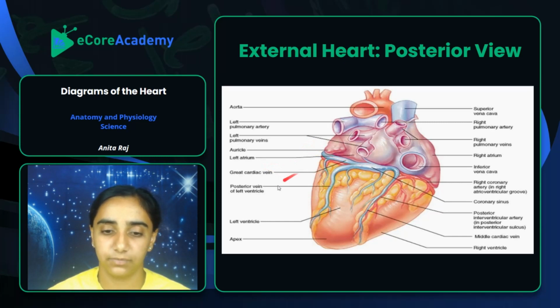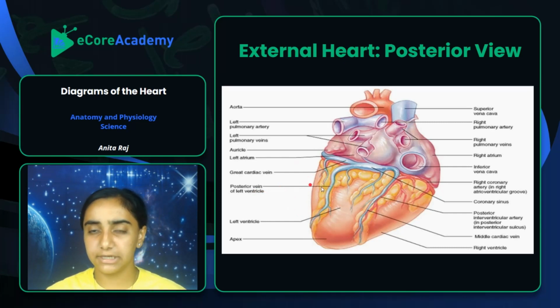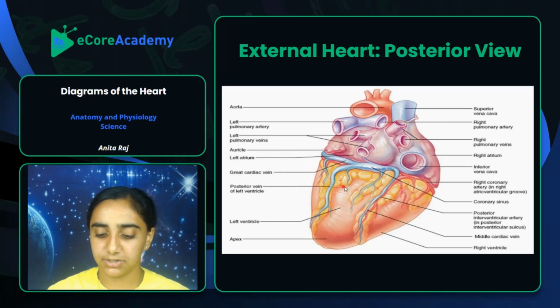comes over here. Then you have the posterior vein of the left ventricle. So this vein courses over the inferior wall of the left ventricle. So left ventricle is over here, and it drains into the coronary sinus. It's left of where the middle cardiac vein drains to the sinus. It's left of the middle cardiac vein.